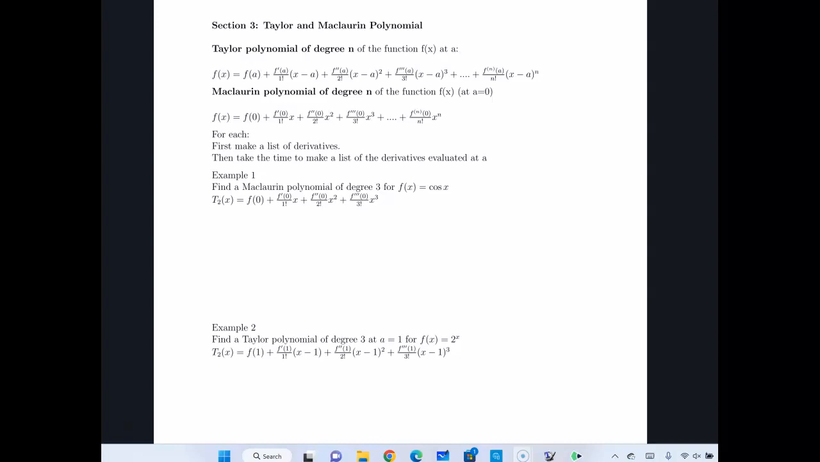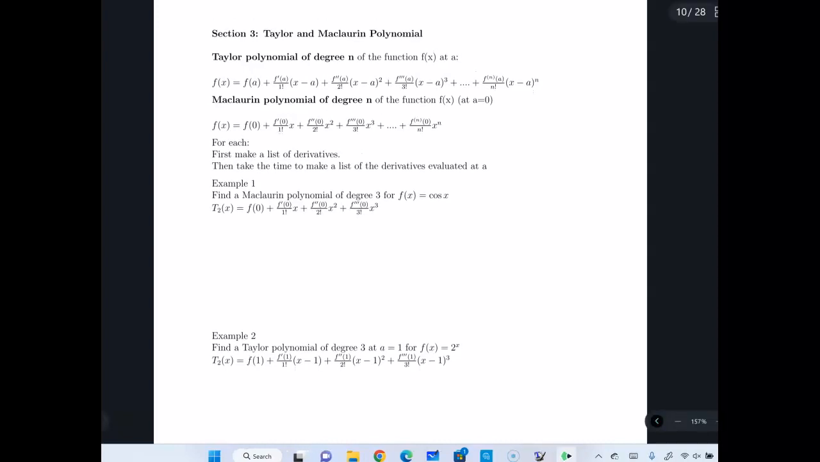Okay, so now we're going to do the polynomial of degree n. That means we do not need to find the whole sum, so no sigma is necessary. We don't have to write the sum like that; we just get to write out terms. Taylor, remember, is for x equals a, and Maclaurin is when a equals 0. So let's go do this one.